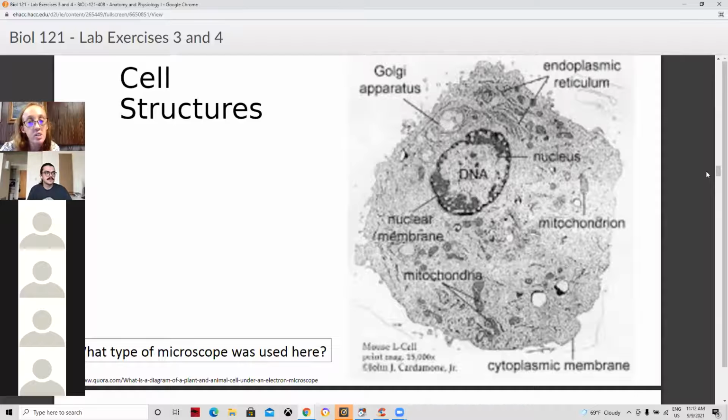Unless they've colored, which they can fake color electron microscope slide pictures. But in this case, you also can resolve a lot of detail about the organelles within the cell, which to see that you have to use a transmission electron microscope.